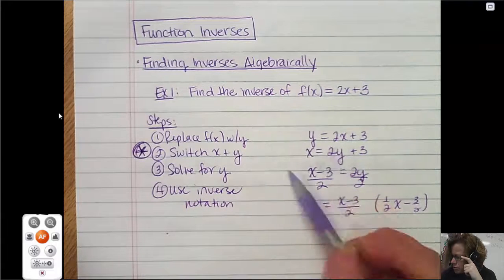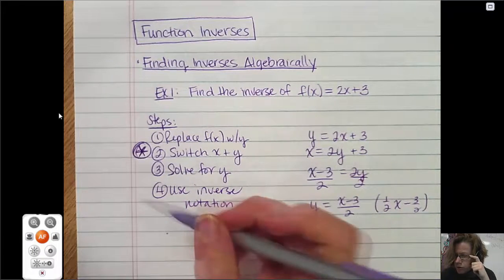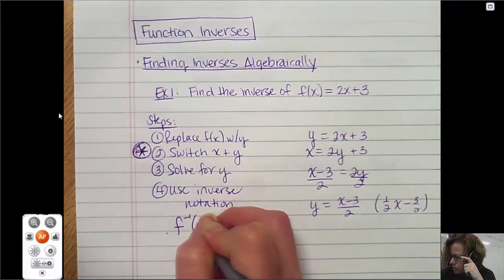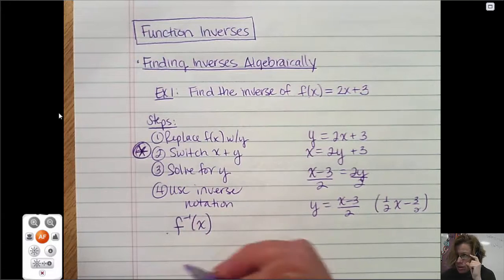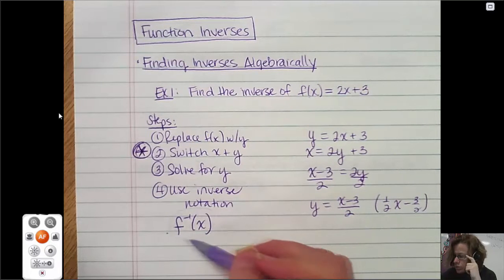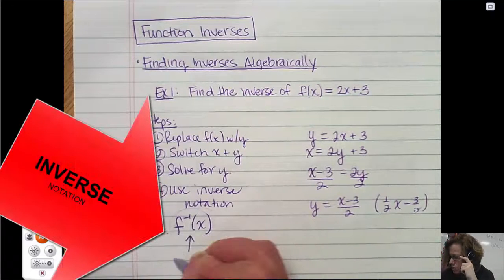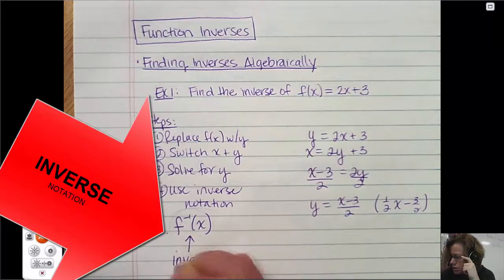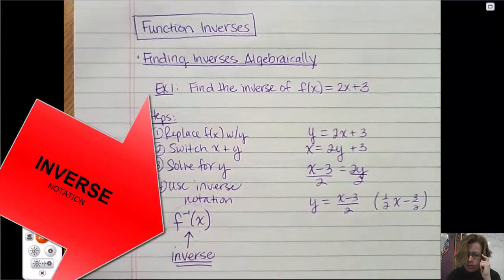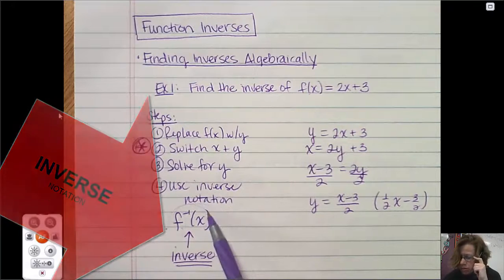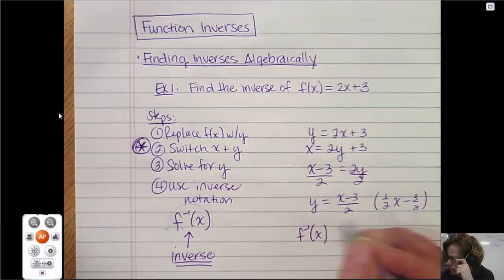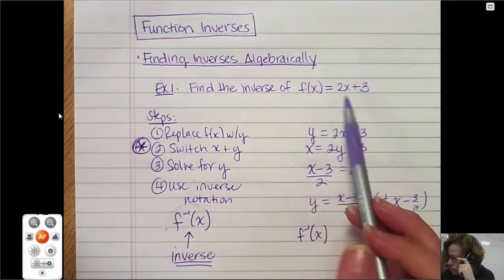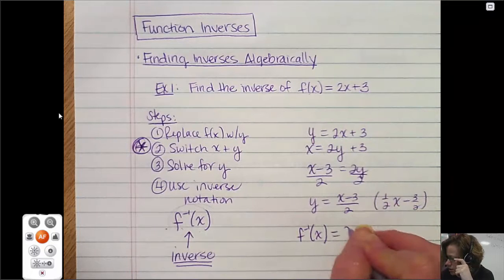Inverse notation, to show the inverse of function f, we write it as f to the negative 1 of x. That does not mean a reciprocal. It's not a negative exponent in terms of exponent rules. This entire expression, f to the negative 1 of x, means inverse. So oftentimes you'll see a problem that says find f negative 1 of x, and you need to think of that as the inverse of f. That's what they're looking for, and that's when you go through this process. So finally I replace y with inverse notation, f negative 1 of x, and so I can say the inverse of f of x, which was 2x plus 3, is x minus 3 over 2.